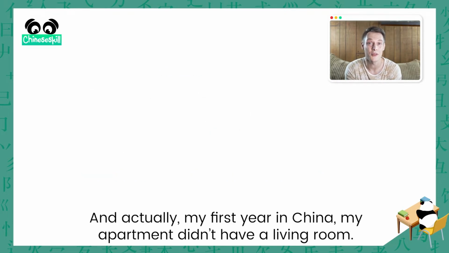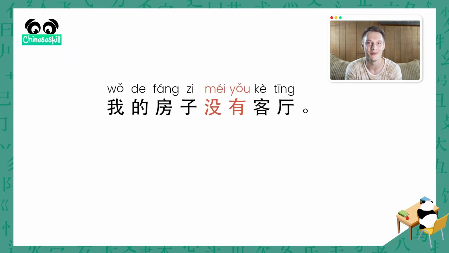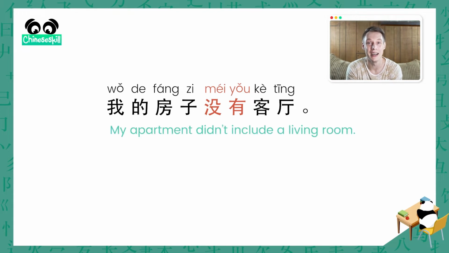And actually, my first year in China, my apartment didn't have a living room. So I could say 我的房子没有客厅. My apartment didn't include a living room.